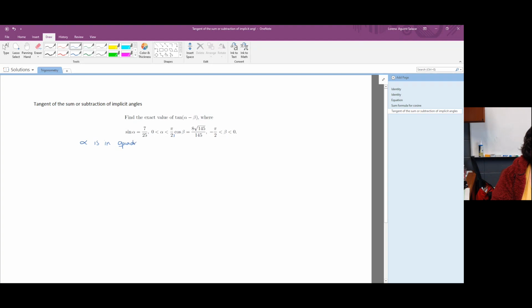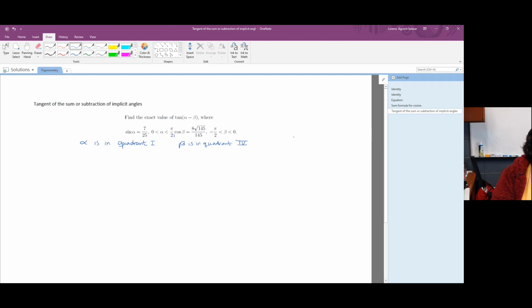And then we can also say that beta is in quadrant 4 because beta is between minus pi over 2 and 0. So beta is in quadrant 4.